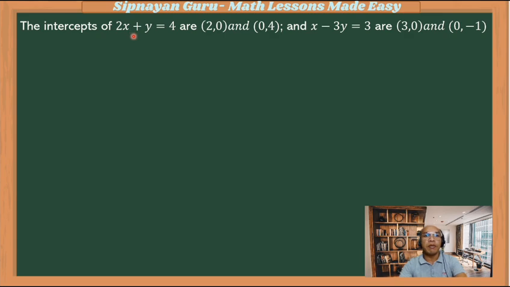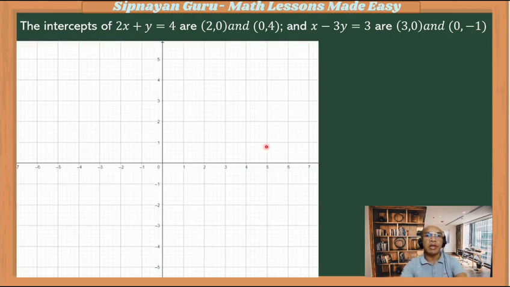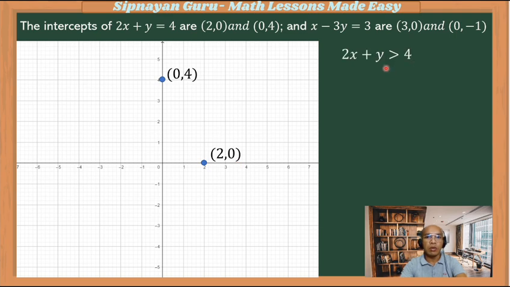So the intercepts of the first equation, 2x plus y is equal to 4, are (2, 0) and (0, 4). For the second equation, x minus 3y is equal to 3, they are (3, 0) and (0, -1). So let's graph them in the Cartesian plane. So first, (2, 0). Second is (0, 4). Notice that our given inequality is 2x plus y greater than 4. There is no equal symbol at the bottom. So our boundary line is a broken line.